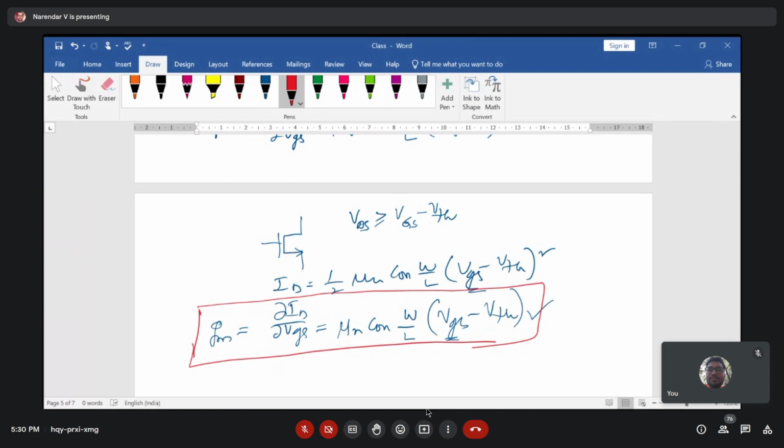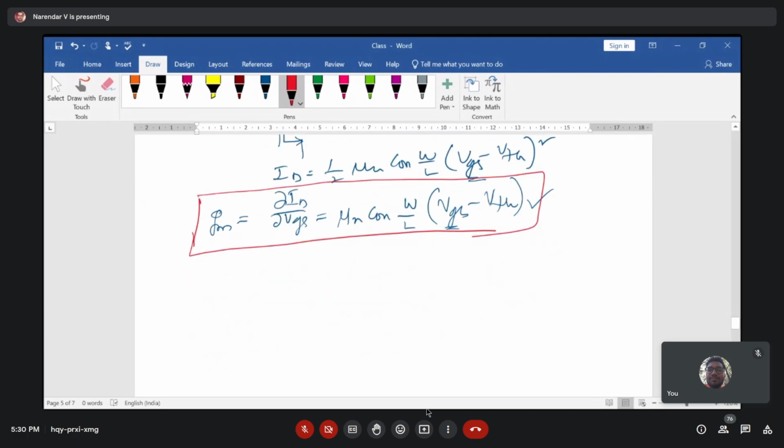So this is the implication of your transconductance function. Okay, now we'll see some other expressions for your transconductance, which can be treated as the first expression, and then the second expression can also be written as follows.